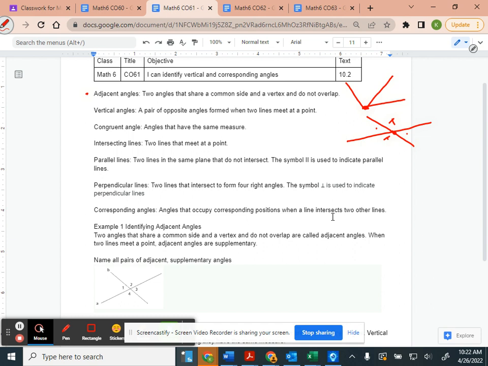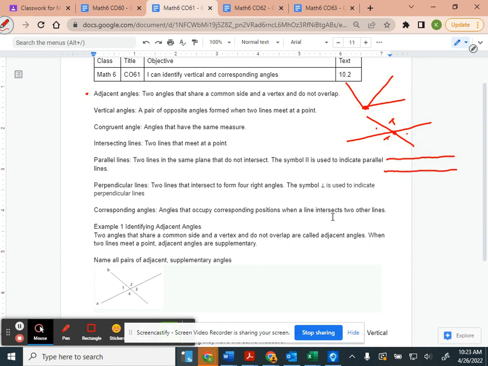So 36 degrees and 36 degrees, they would be congruent angles. 90 degrees and 90 degrees, they're congruent angles. They have to have the same angle measurement. Intersecting lines are two lines that meet at a point. Parallel lines are two lines in the same plane that will never intersect.